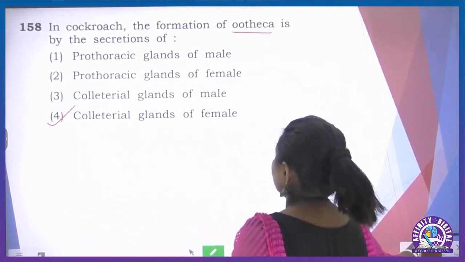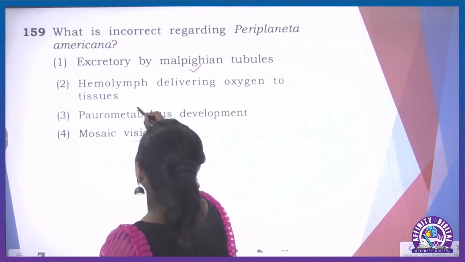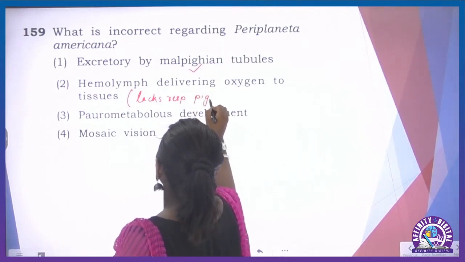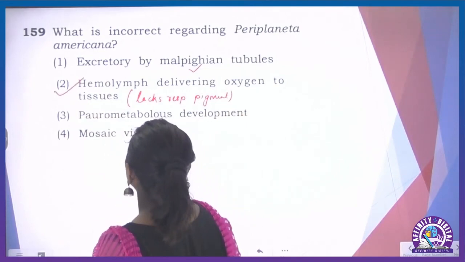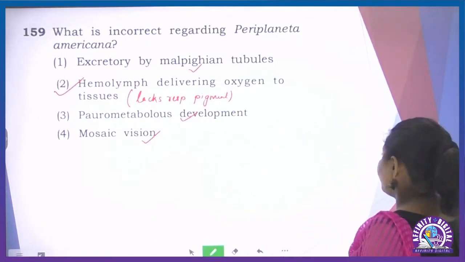What is incorrect regarding Periplaneta americana? Excretion by the Malpighian tubules, correct. Hemolymph delivering oxygen because it lacks respiratory pigment. Wo oxygen delivery mein madad nahi karega. So this is the correct option as per the incorrect option here. The paurometabolous development, that is also correct. Mosaic vision they produce with the help of their compound eye, that is also correct.